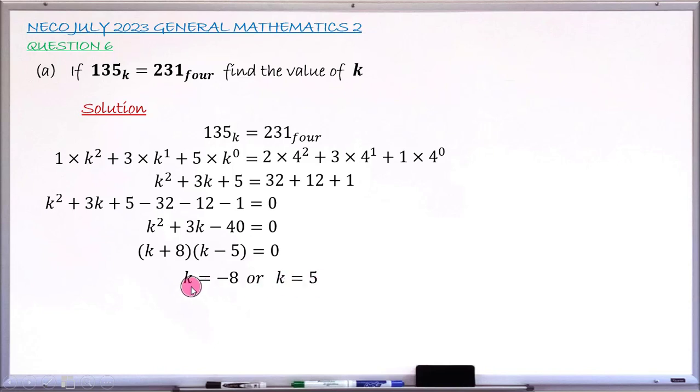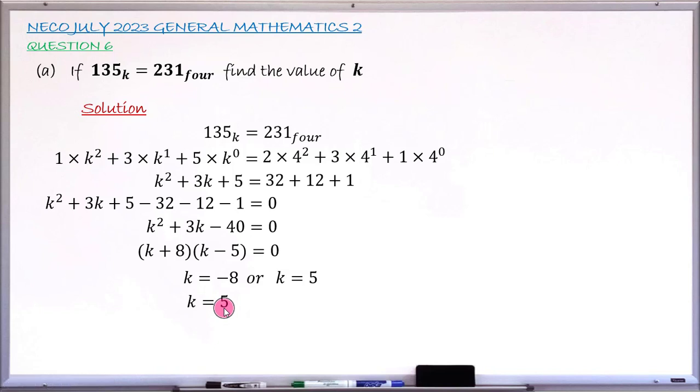But remember, this k is the base of the very first number, that is the number on the left-hand side of our original equation, and that base cannot be negative. So in that case, we discard or disregard this minus 8 as the value of k. We only take this positive 5 as the value of k. So therefore, your k will be 5.